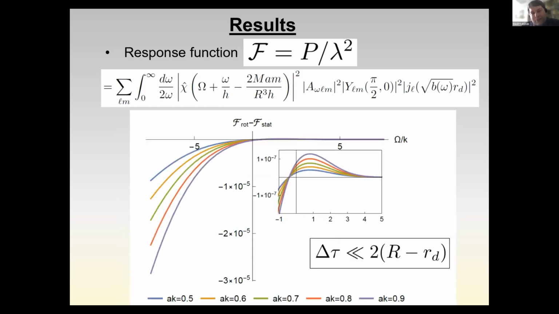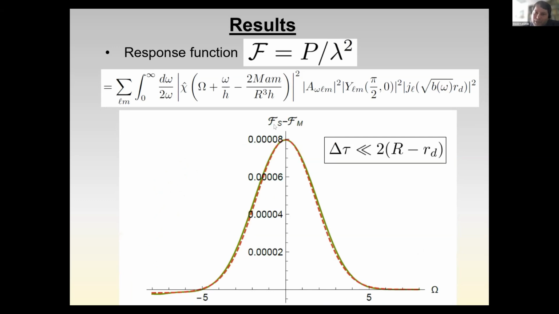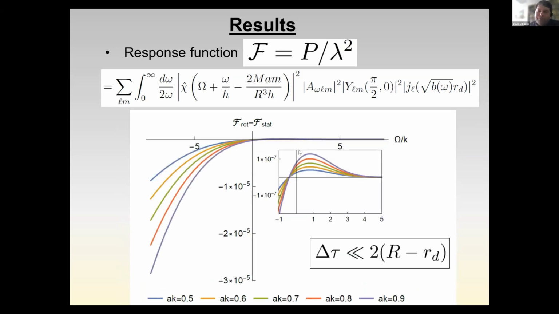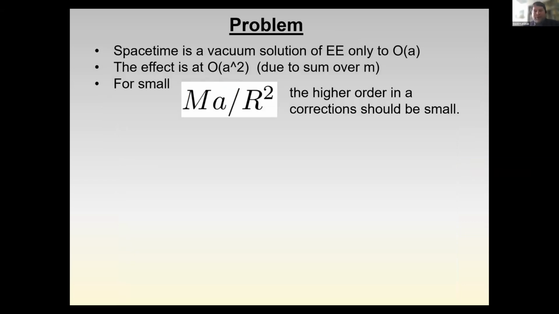But once you add the rotation, you get a difference between the static and rotating case. The difference, if you look at the static versus Minkowski, is basically 10 to minus 5. But rotating versus static is 10 to minus 7. So again, the rotational effect over here is something like 100 times smaller. All right, so that's what we have done.